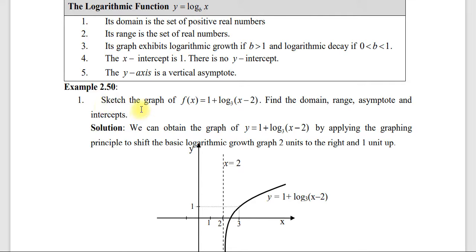Example 2.5. Sketch the graph of f of x which is equal to 1 plus log x minus 2 in base 3. Find the domain, range, asymptote and intercepts.